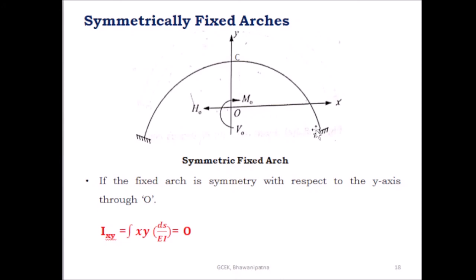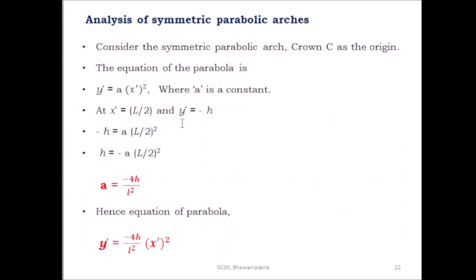So X dash is equal to L by 2. And what is Y dash? Y dash is equal to minus H. X dash is equal to L by 2 and Y dash is equal to minus H. Then after putting this X dash and Y dash here, we will get H is equal to minus A into L by 2 whole square. Then after simplification, you will get A is equal to minus 4H by L square.